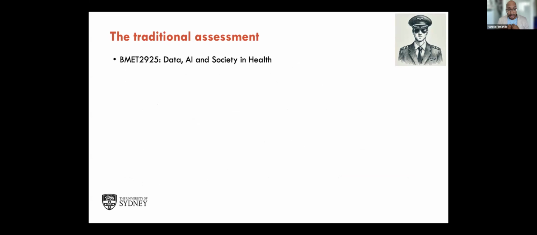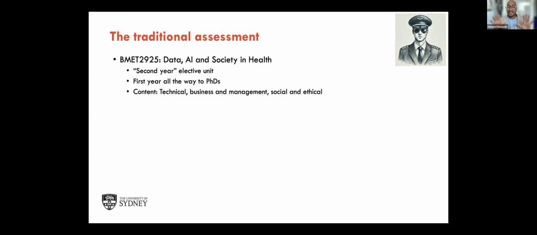Now, this is actually my unit that I ran in the School of Biomedical Engineering, and it's called Data, AI, and Society in Health. This is a second-year elective unit, but although it's second year, it actually had students from their first year all the way to PhD students. Okay, so there was a large range of background skills, knowledge and competencies. And with regard to the content, it wasn't just technical coding skills, but we also talked about business aspects, management aspects, and very importantly, some of the social and ethical aspects of AI use, as well as data analytics.